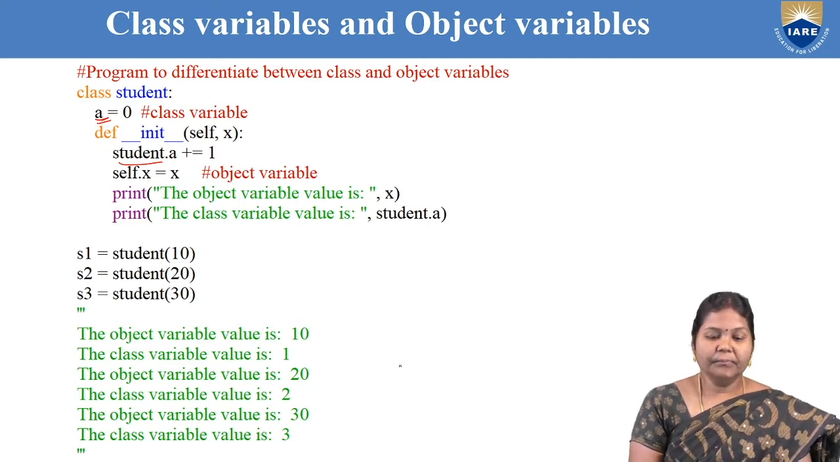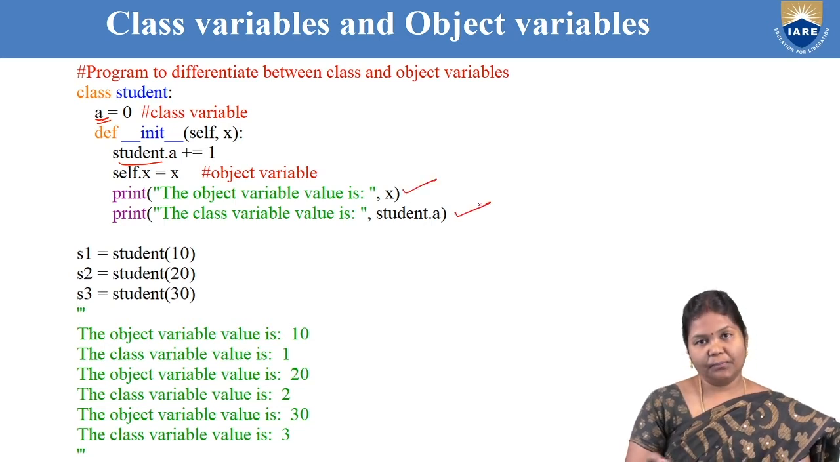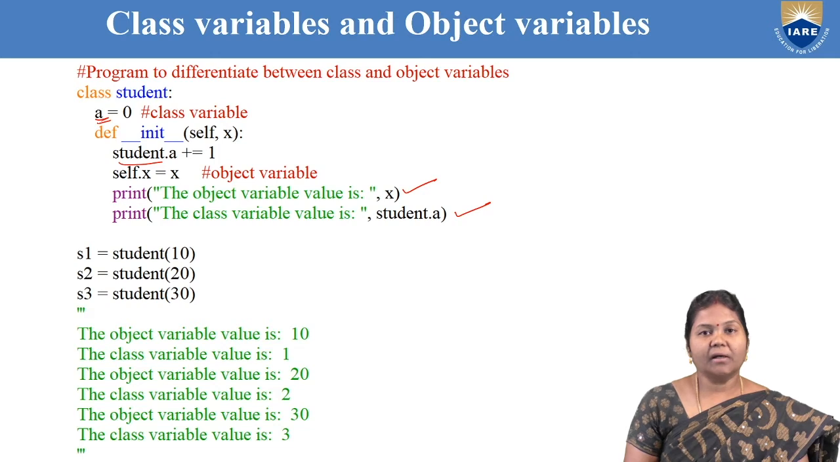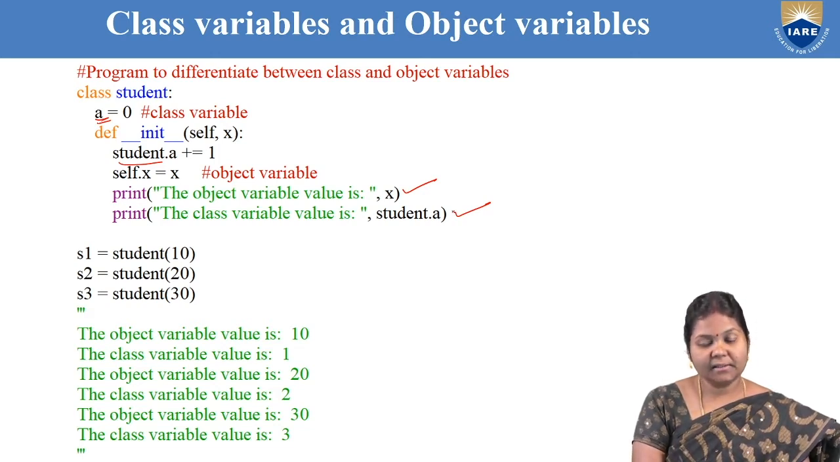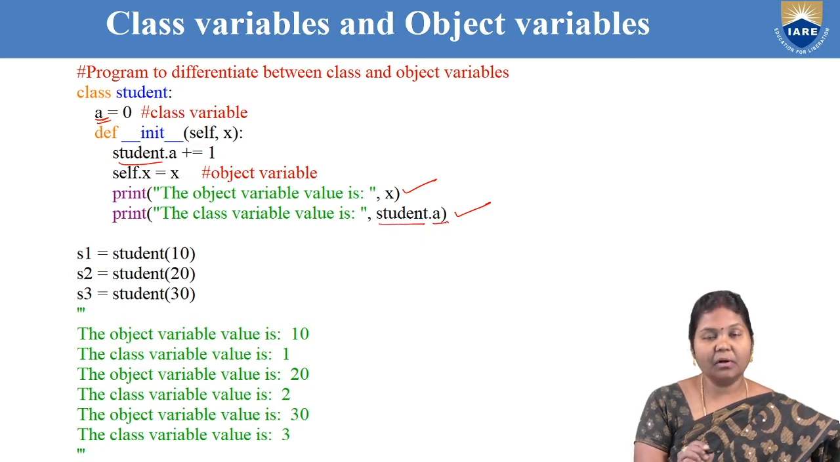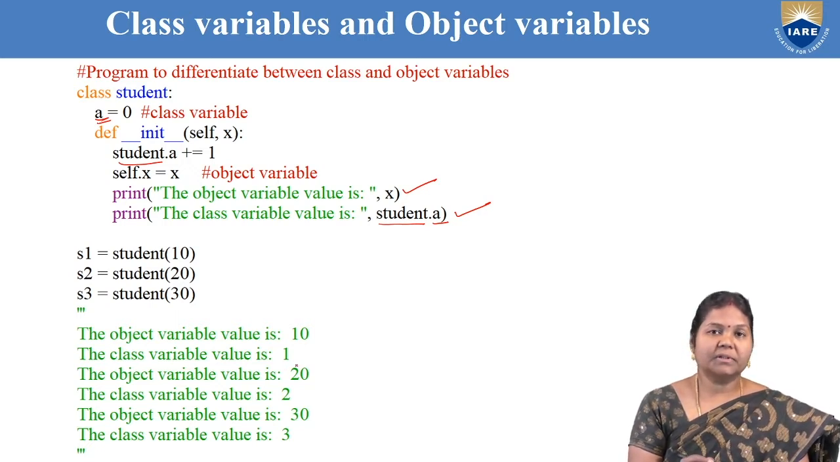Similarly, we are displaying with the print statement the object variable value, that is the value of x, and also the class variable value. The only difference is the object variable's value you can directly write as x, but whenever you are accessing the class variable, you have to write the class name dot class variable. So, Student is the class name, dot the class variable, Student.a.